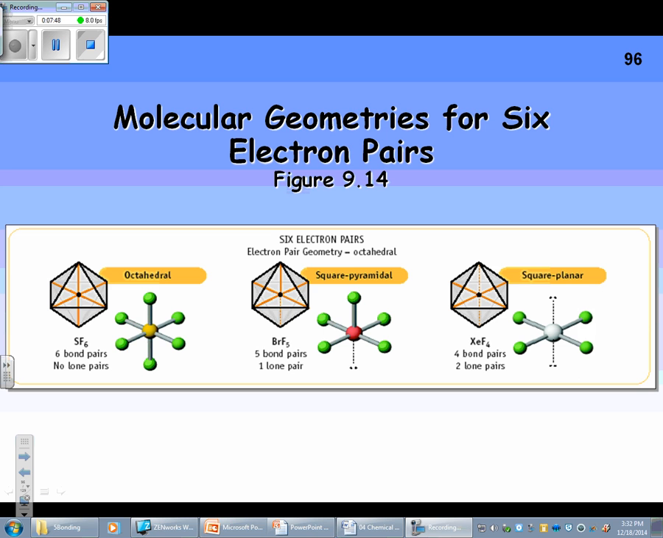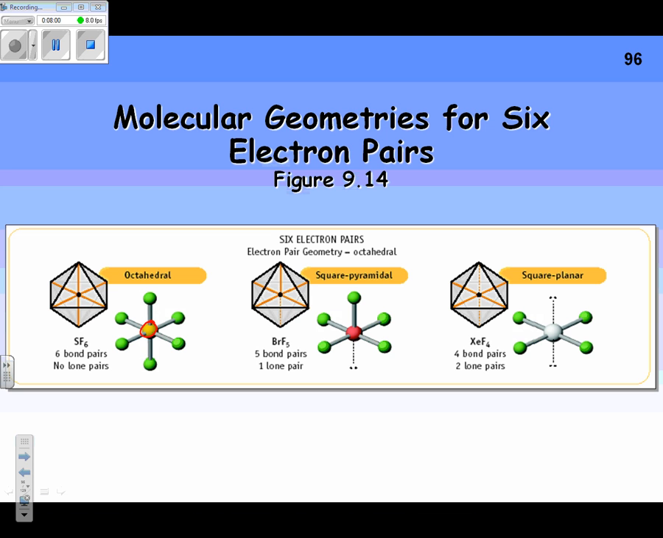All right, this is if we have six things around a center atom. Again, just like with five things around a center atom, these are going to be for expanded octets. And if we have a center atom and all of it is surrounded by six things and they're all other atoms, it's called an octahedral.